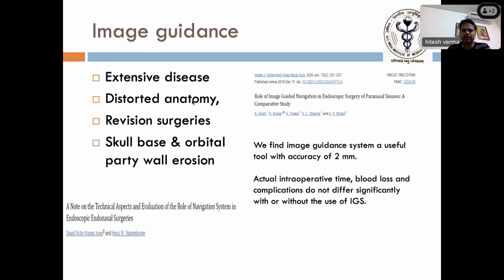Image guidance is required when there is extensive disease, when there is distorted anatomy, when revision surgery is required, or when the skull base and orbital paries wall are eroded. What the literature shows is that it reduces the overall surgical time, blood loss, and complication rate as compared to extensive surgeries done without the help of image guidance.